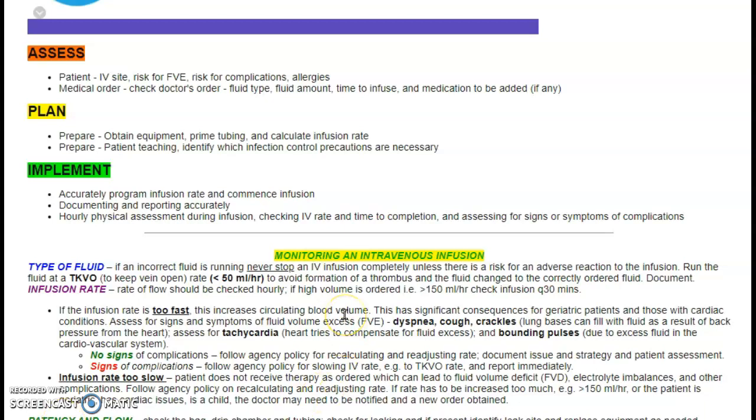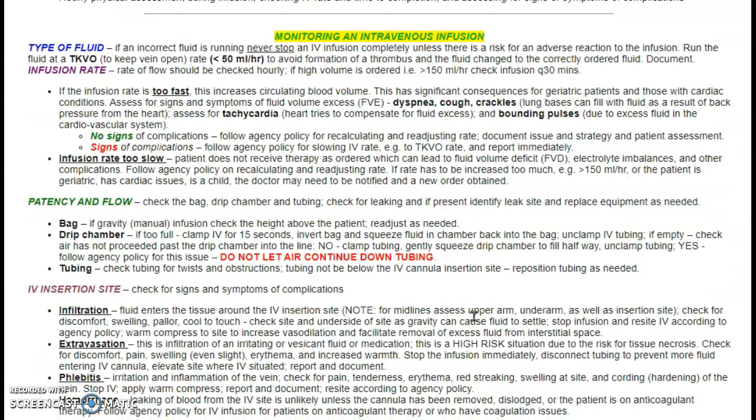When you're implementing your IV infusion, you're going to assess your patient every hour, or more frequently if there's a high-risk medication or fluid being administered. You need to document and report accurately, and you need to check the site for complications during the infusion, including the rate, the time to completion, is it running to time, and any other signs and symptoms. Checking in with your patient.